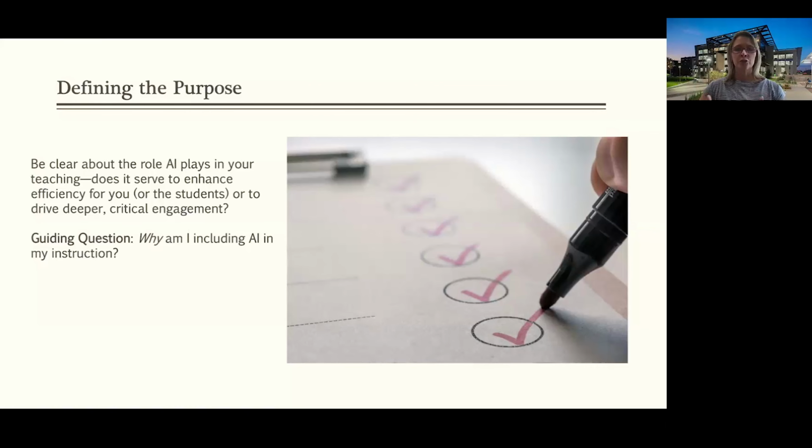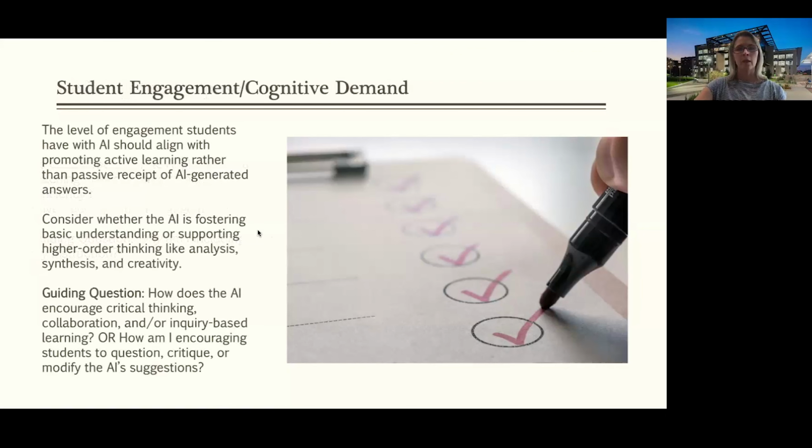Okay, so the guiding question here is, why am I including AI in my instruction? And then I want you to note the student engagement, the cognitive demand on students for doing this particular activity with AI. It should move away from students being a passive recipient of the information and more towards students being active and creating some kind of engagement with the outcome, or with the AI generated product.